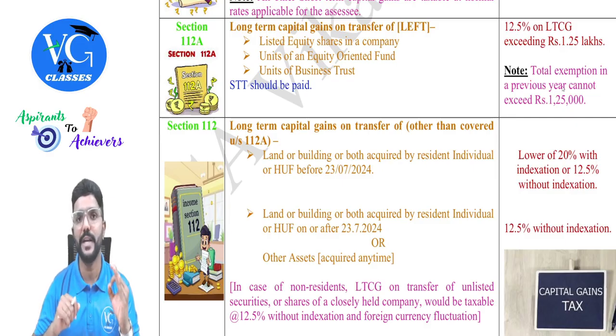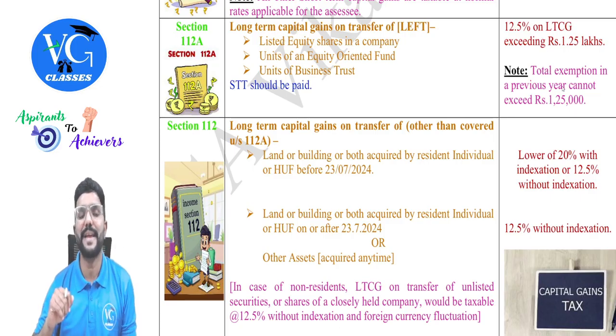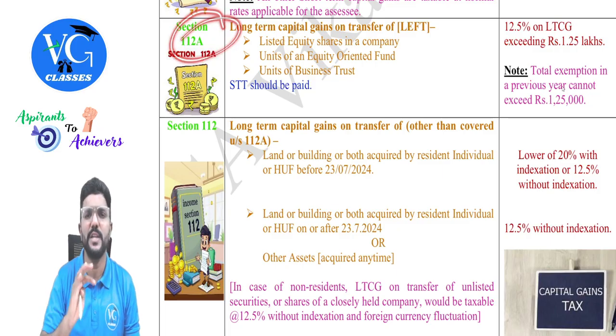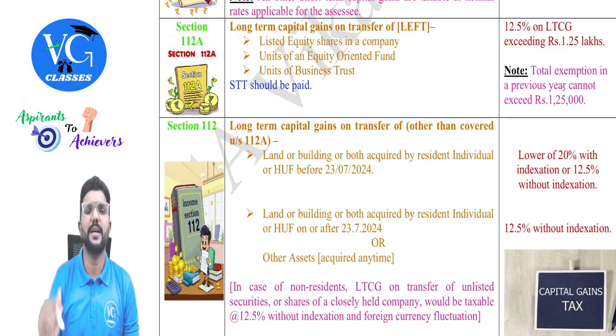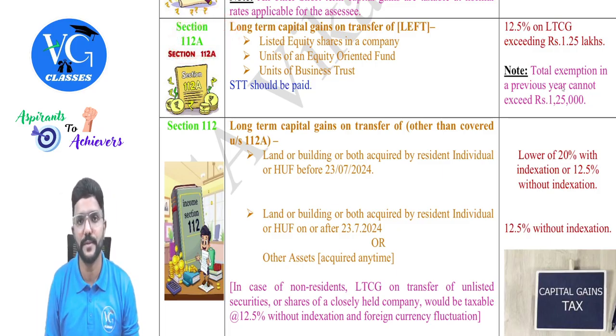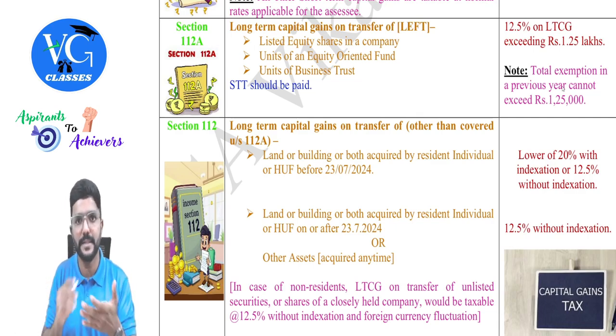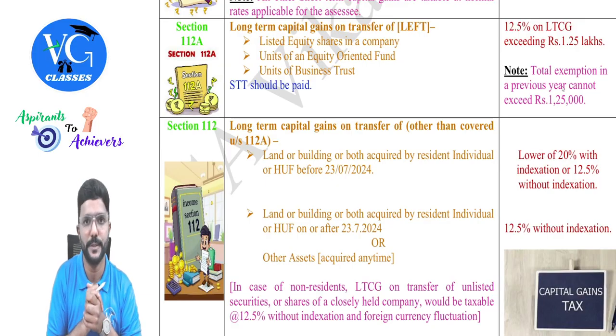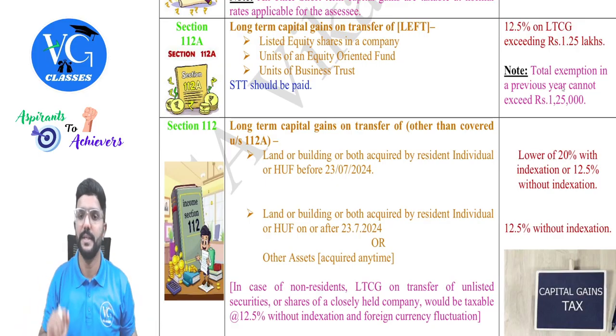Guys, please be very careful. Don't reduce 1,25,000 while computing your total income. Whatever is the long-term capital gain under section 112A, include it entirely while computing the total income under the head capital gains. Only while calculating tax, please reduce 1,25,000. Hope you got it. Yes, sir.